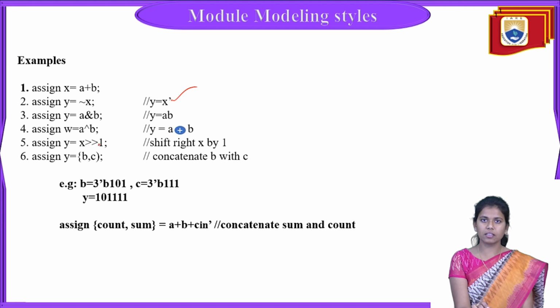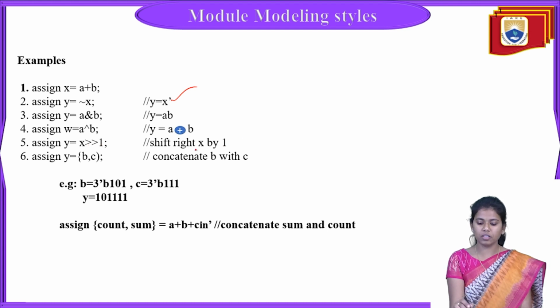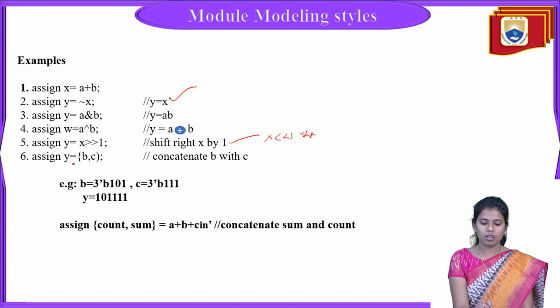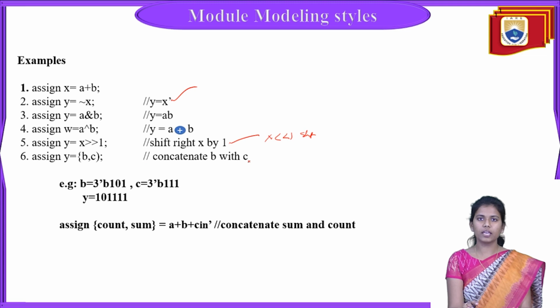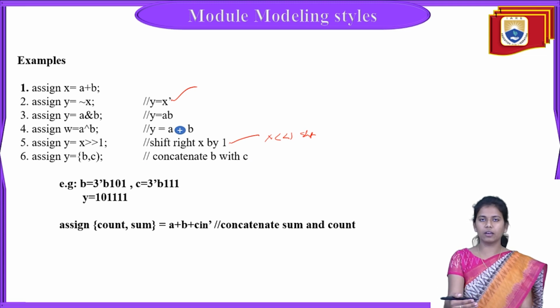And is represented as a dot b, and or as a plus b. For x greater than or equals to 1, it is represented with shift right x by 1. If x is less than 1, it is shift left by 1. And concatenation, y is equals to b comma c, so here we are concatenating b with c. These are the particular examples for the data flow.